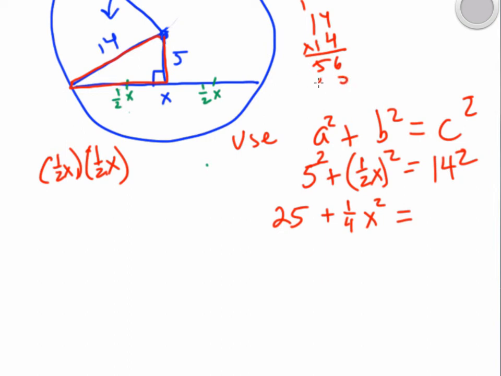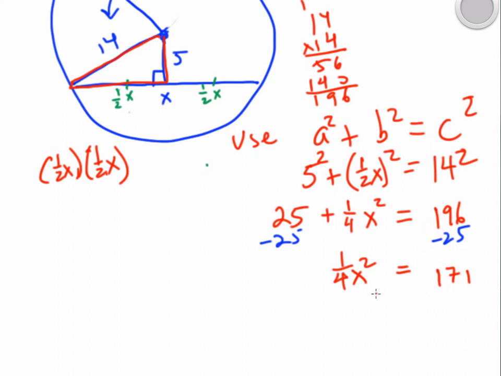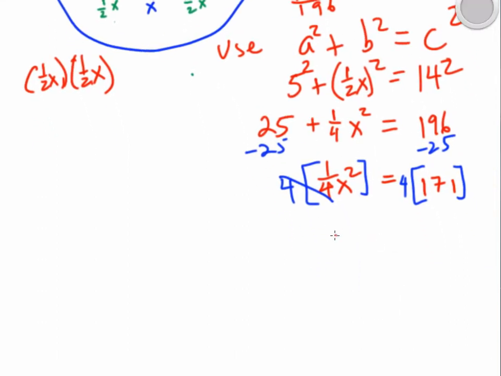That's going to give us 196. Subtract 25 on both sides. 1/4 x squared equals 196 minus 25, which is 171. Now to get rid of this 1/4, remember you're dividing by 4. What's the opposite of dividing by 4? Multiplying both sides by 4. 4 over 4 makes an equivalent form of 1. So we're going to get x squared equals, let's just multiply. 4 times 100 is 400. 4 times 70 is 280. And 4 times 1 is 4.